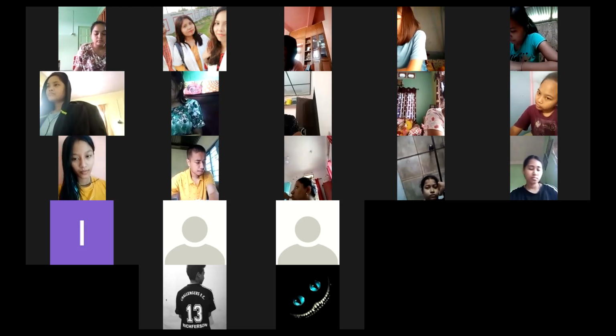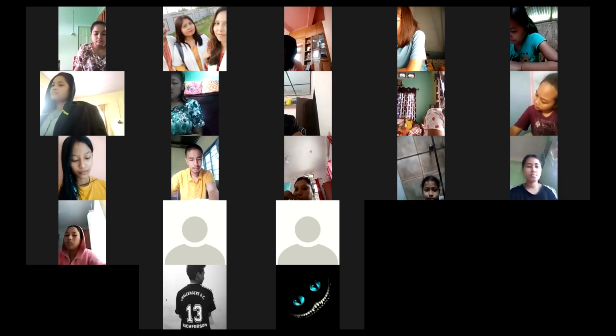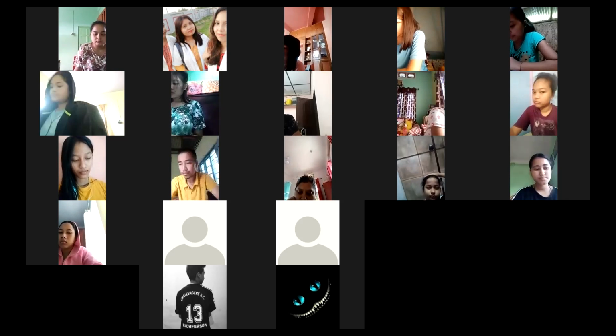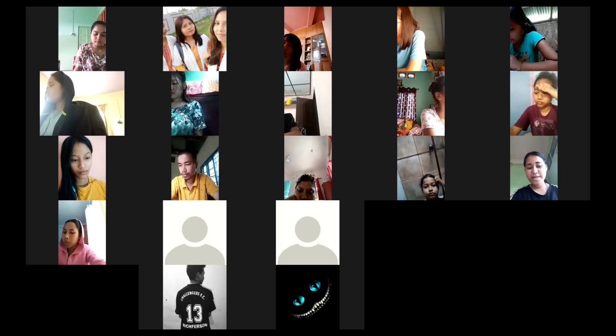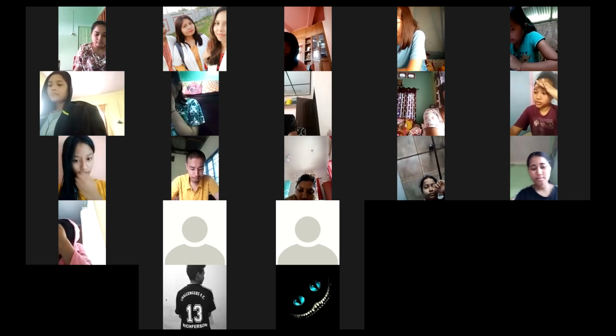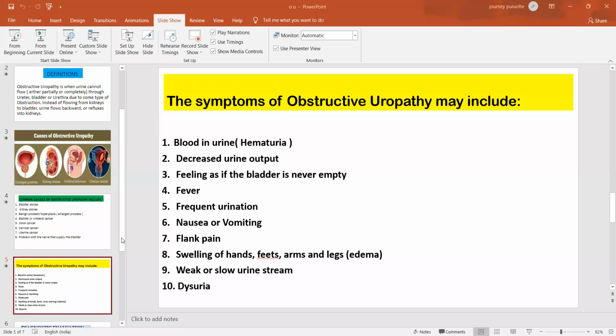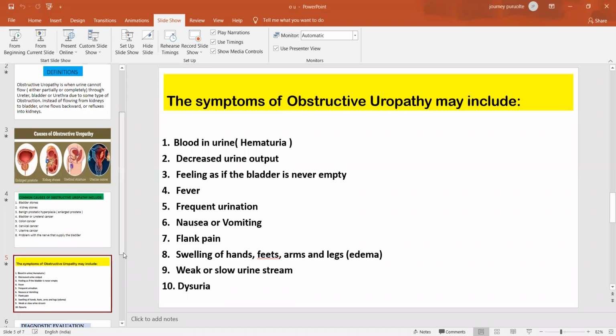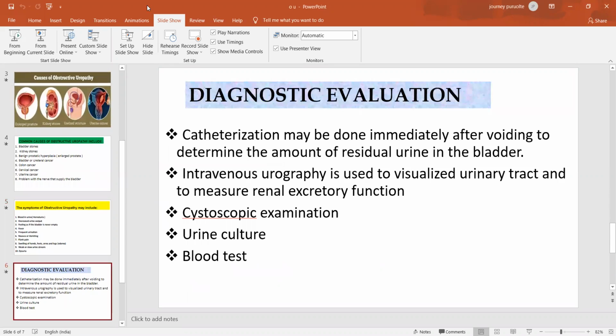Okay, next let's move on. After the symptoms, what did we discuss? Diagnostic evaluation. Before asking you all, let us look back, and then I will ask you all. I have explained the diagnostic evaluation very nicely. So catheterization may be done immediately after voiding to determine the amount of residual urine in the bladder.